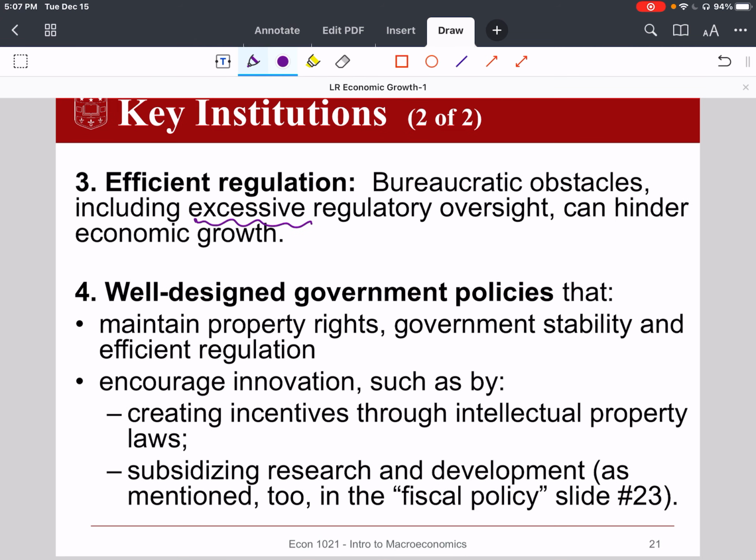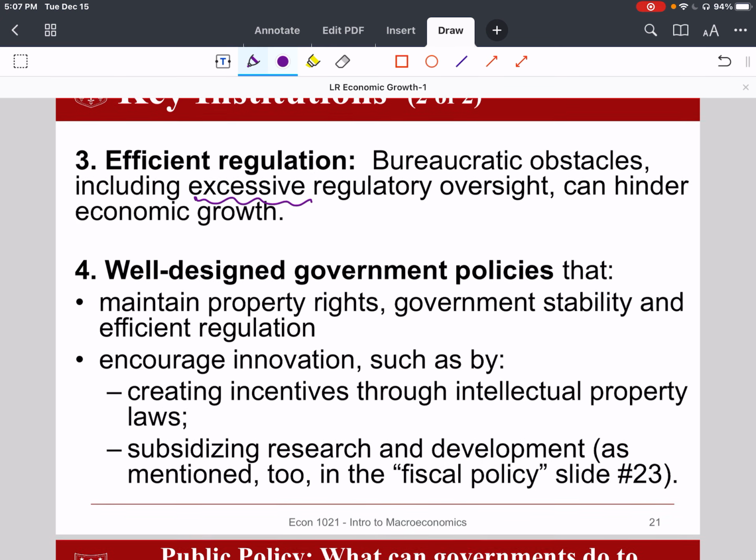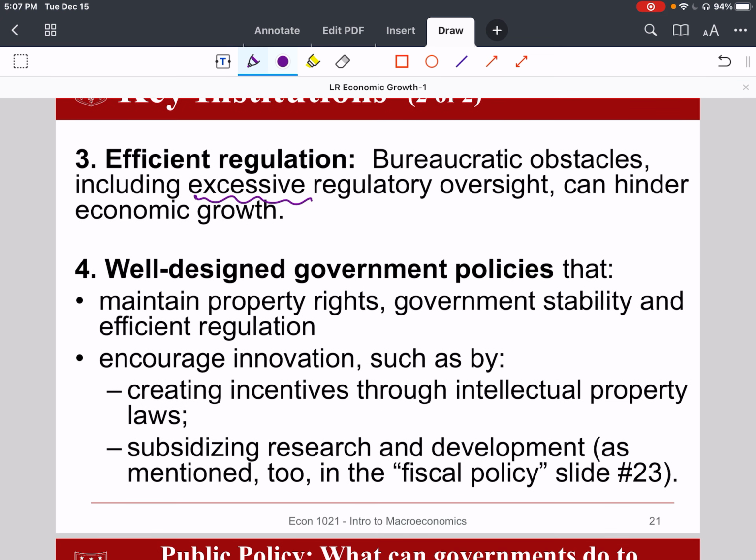And then finally, well-designed government policies. These government policies have got to do two things. They have to maintain these other institutions, so well-designed policies that are consistent with efficient regulation, maintenance of property rights, and government stability, and those that encourage innovation by creating incentives through intellectual property laws like patents and copyrights.